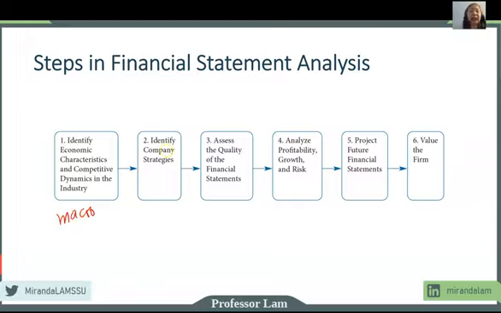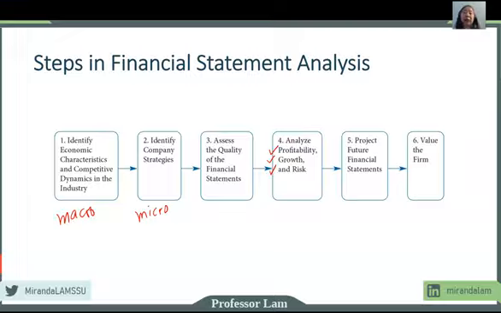Second, we look at the company's strategy. So what is the company doing? Where does it emphasize within its value chain? So this is a micro level analysis. And then we're also going to look at the quality of the financial statements. So we will talk about that, and then we'll use the financial data from the statements to help us understand the profitability, the growth, and the risk of the company.